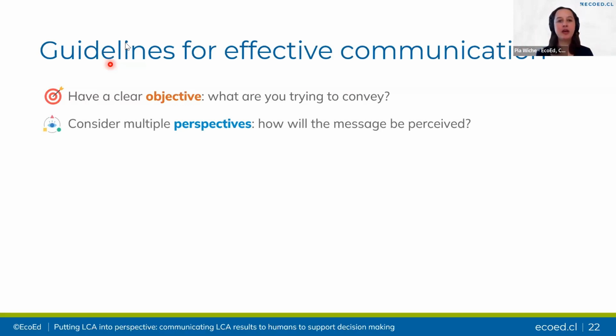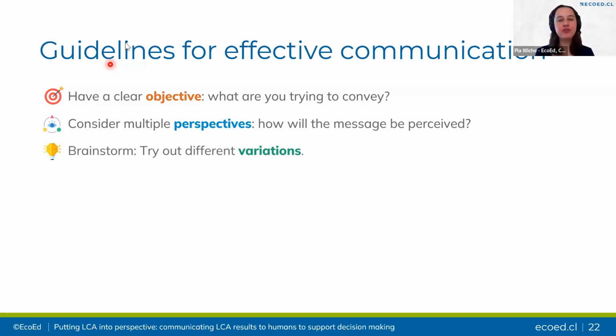Consider multiple perspectives. How will the message be perceived? And here, a great idea is always to ask mom or grandmother or someone in the family who is totally disconnected from all of this to read your results. Are they understanding the information? That's step number one, right? And if not, it has to be fixed.